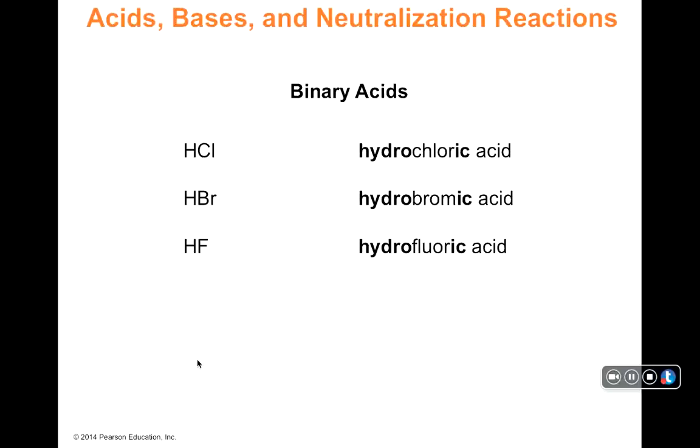Okay, when we talk about a binary acid, this is how we name them. So what you'll notice here is they all start with hydro, and then the second thing that it's combined with is the name with an IC ending and then the word acid. So hydrogen and chlorine together become hydrochloric acid. Hydrogen and bromine become hydrobromic acid. Hydrogen, fluorine, hydrofluoric acid.